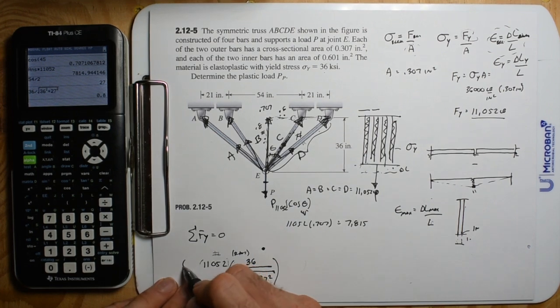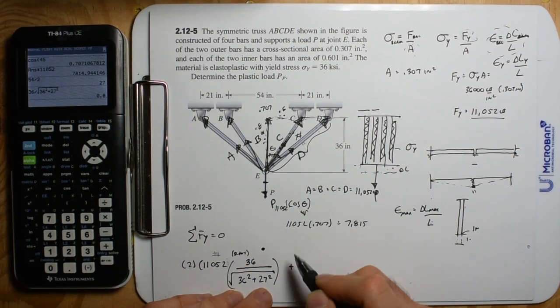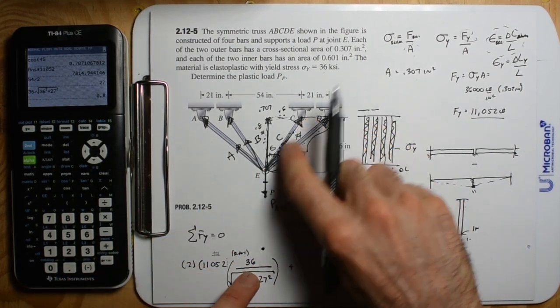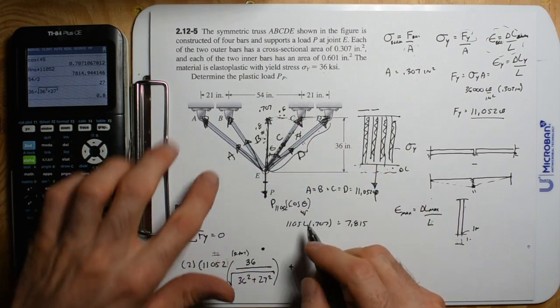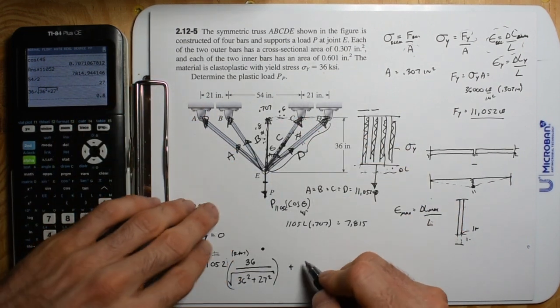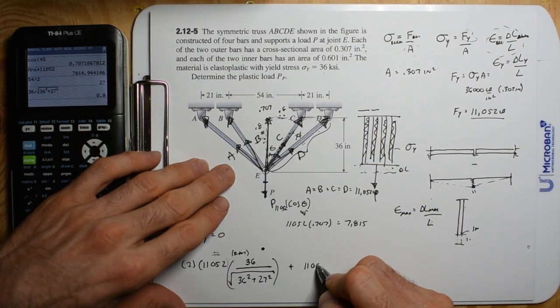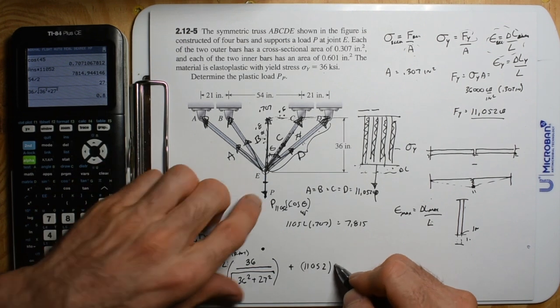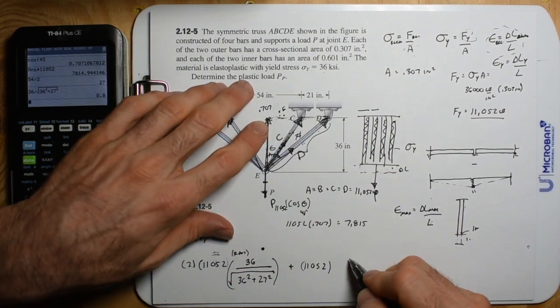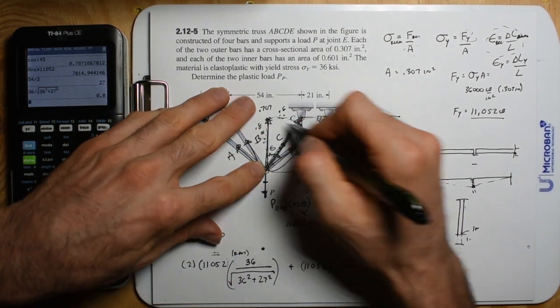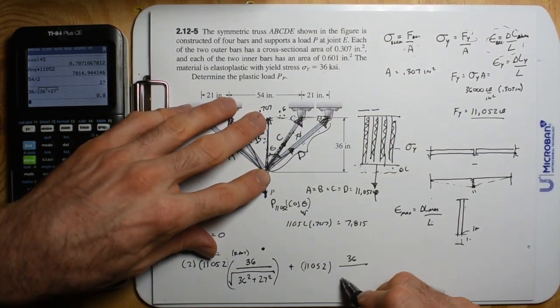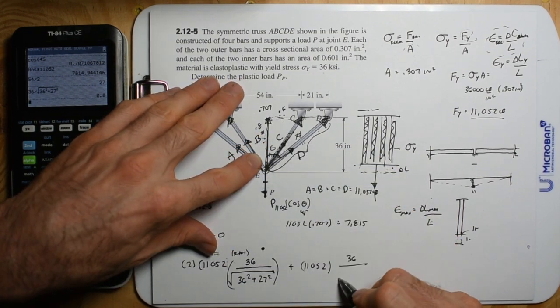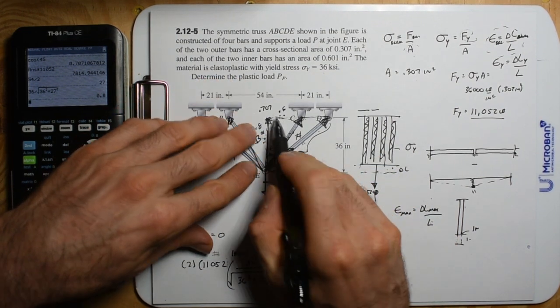Anyway, and then there's 2 of those, so we don't have to do too much writing. So it's that one and then that one, those 2 vertical components. Now we'll do these ones. We're going to do that same 11,052 pounds, and we're going to multiply it by 36. That's the vertical component in height, but now the square root of 36 squared plus whatever this is.